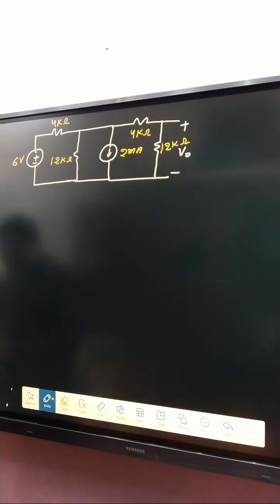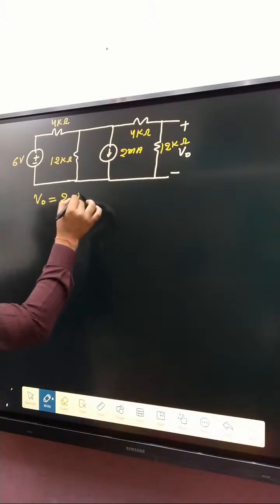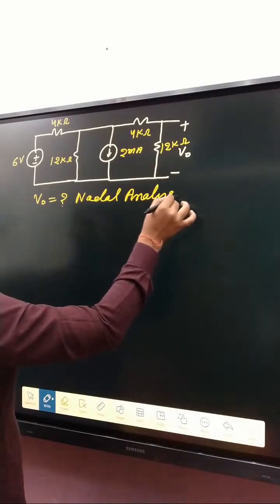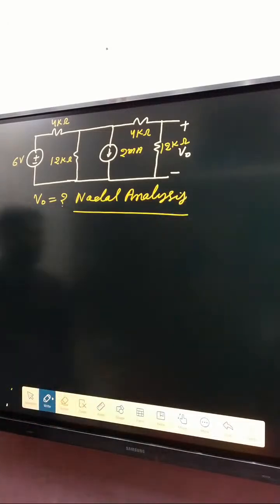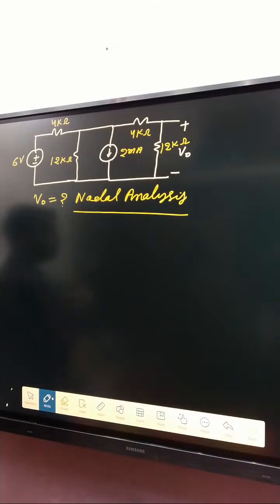Our motto is to determine V naught with the help of nodal analysis. If it is mentioned with the help of nodal analysis, Thevenin's theorem, Norton's theorem, whatever the theorem, then always apply that theorem. Otherwise, your answer is right, but your method is wrong. If your exam says using nodal analysis determine V naught, then use nodal analysis, not another method. Okay.